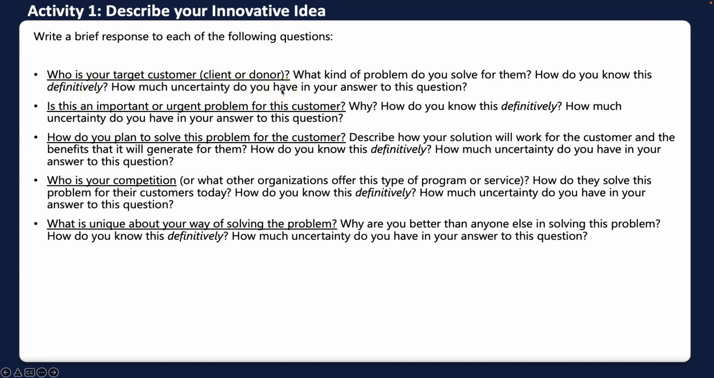Now, this uncertainty is the domain for lean startup. It is the domain of entrepreneurship. That's going to be the theme for each one of these questions. Is the problem you're trying to solve important or urgent? How do you know it definitively? How much uncertainty do you have? If you have uncertainty in each one of these questions, that tells you your project is a good candidate for a lean startup approach.